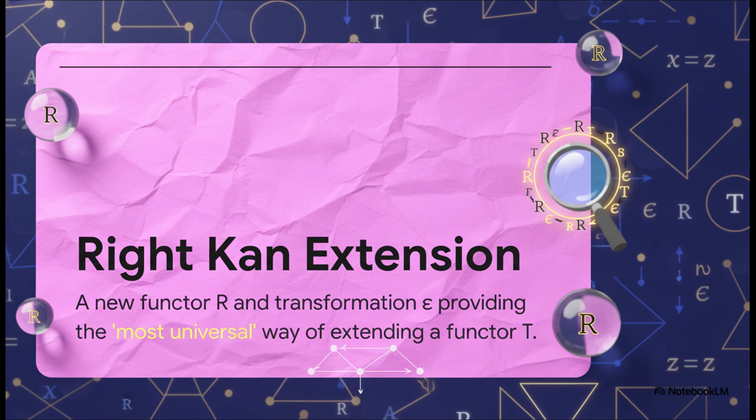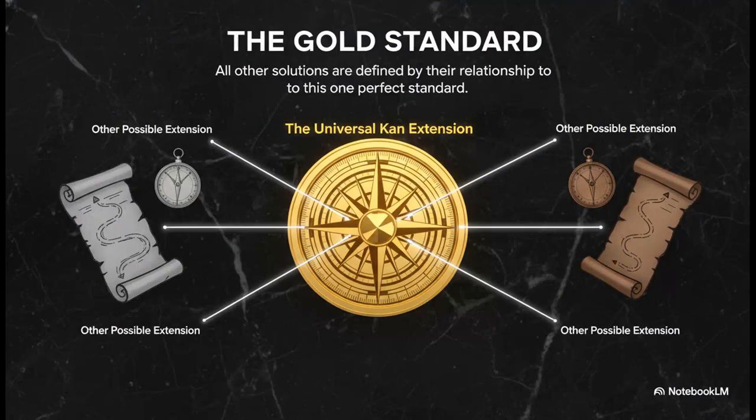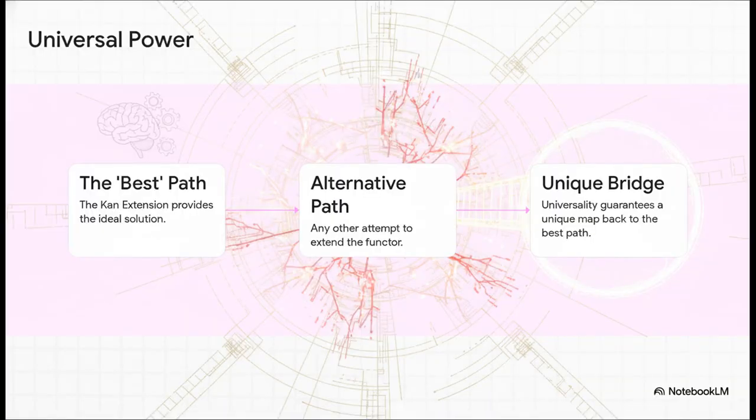But the most important word on this whole slide is universal. So what does universal actually mean here? It's not just a fancy word. It means that the Kan extension is the one true canonical way to do it. It's so perfect that any other solution you could possibly dream up can be understood as just a slight variation of it. In fact, you can draw a unique line from your attempt straight back to the Kan extension. It's the gold standard.